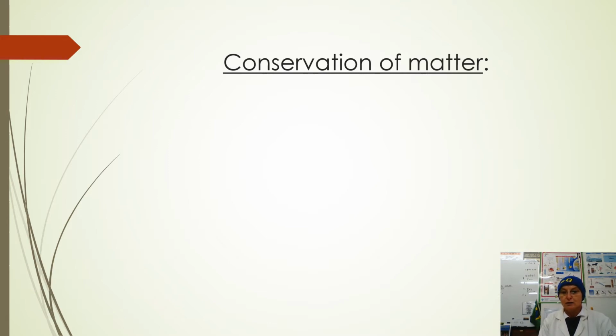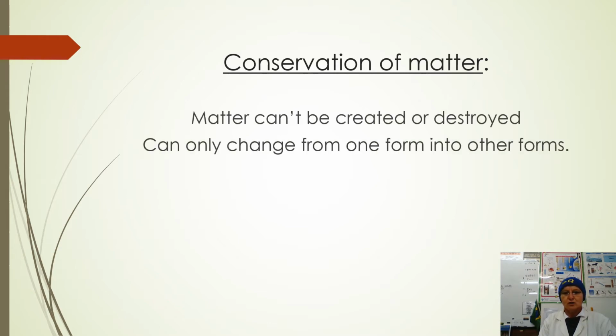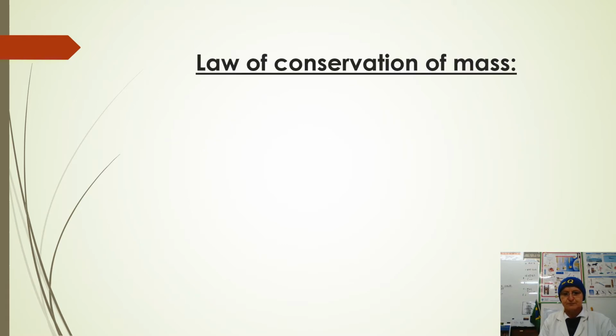You can change the composition of a substance, like the example of magnesium reacting with the oxygen to make magnesium oxide, but you can't destroy magnesium atoms and you can't create magnesium atoms. The same applies to oxygen. So matter cannot be created or destroyed. It can change from one form into another form. This is a very important principle.